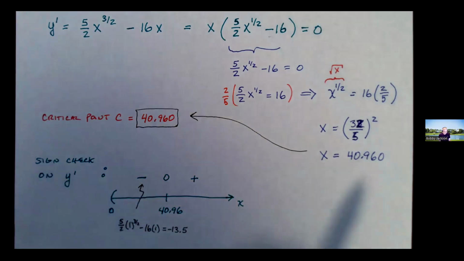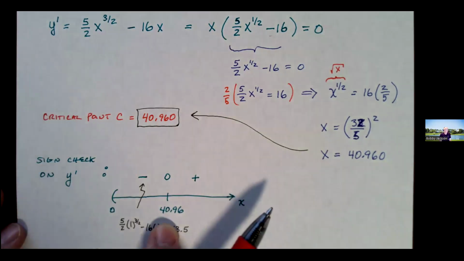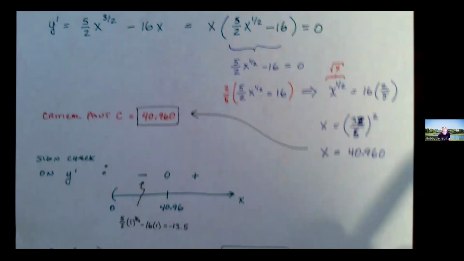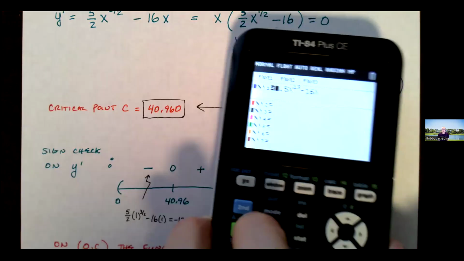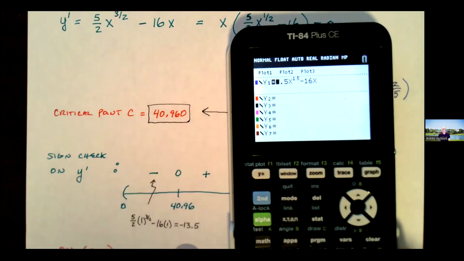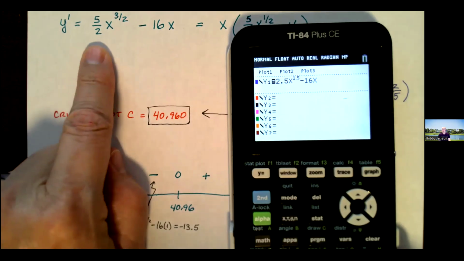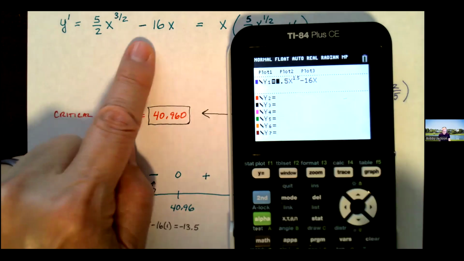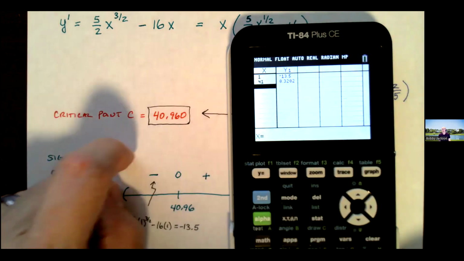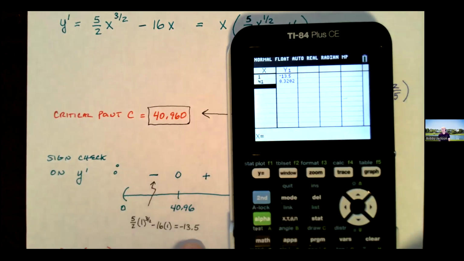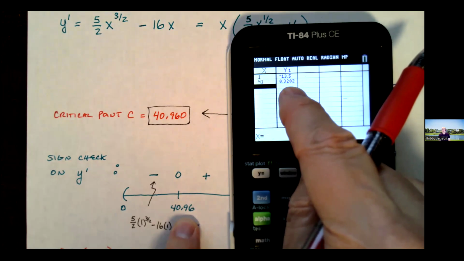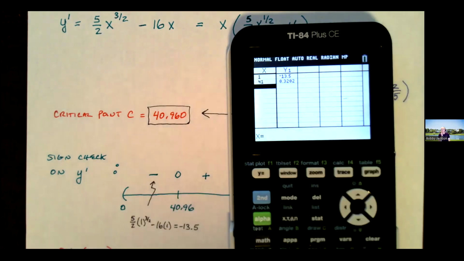And then we just plug in a value less than 40.96. I plugged in 1 and got negative 13.5. You can do this quickly if you want to just use your calculator as well. There's my derivative. Notice 5/2 is 2.5, x to the 3/2, which is 1.5, minus 16x. And then just go to the table of values. I plugged in 1, so we said here I get negative 13.5. And then something bigger than 40.96 is like 41, and I get positive 0.3202. So it's always positive on that interval.